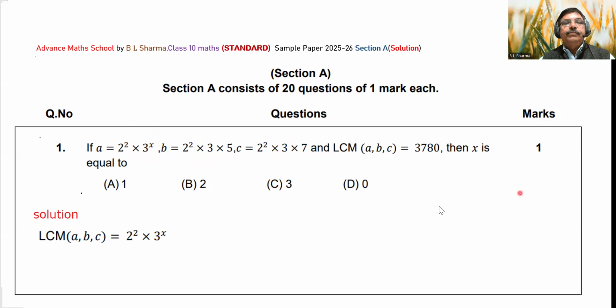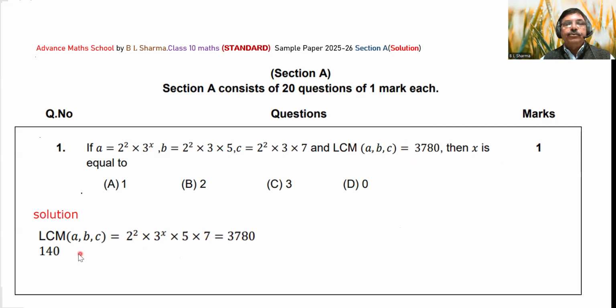Now we take the power of 5. It is 5 raised to the power 1, so we take 5 raised to the power 1, which is the highest power. And 7 raised to the power 1 is the highest power of 7. That will be the LCM, but it is already given that this is equal to 3780. Now you calculate it for x.